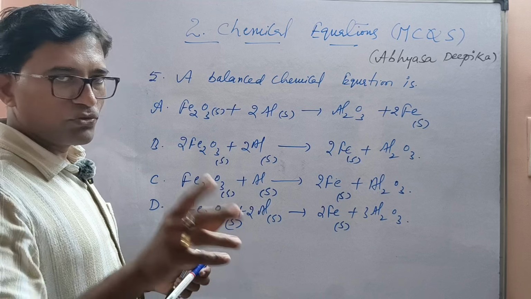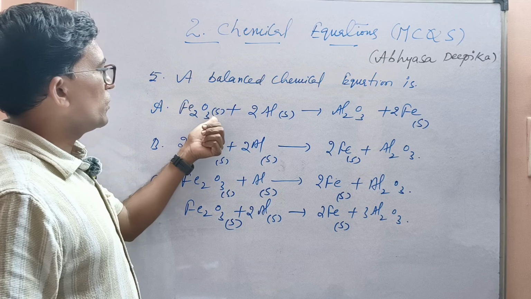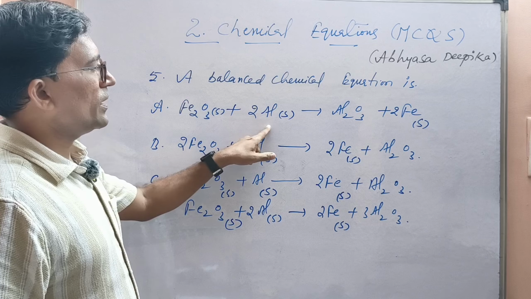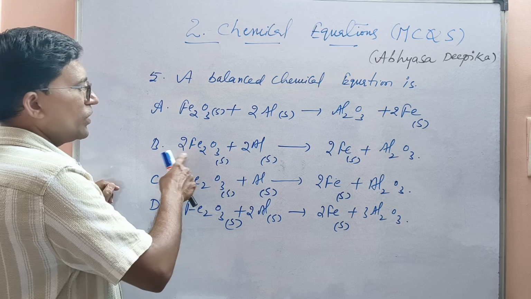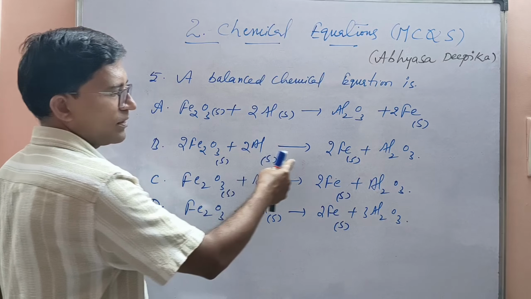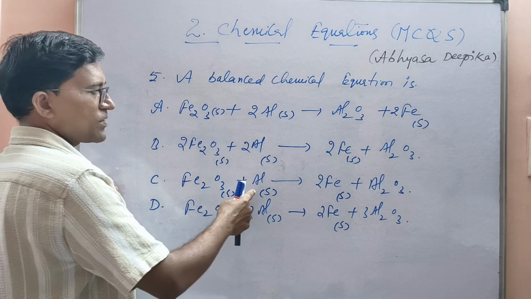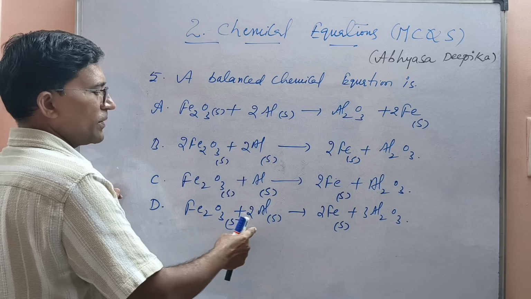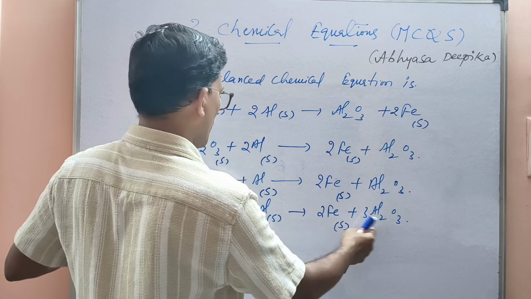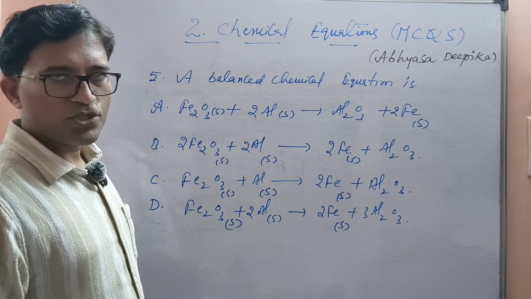Now the fifth question: a balanced chemical equation is Fe2O3 plus 2Al gives rise to Al2O3 plus 2Fe; 2Fe2O3 plus 2Al gives rise to 2Fe plus Al2O3; Fe2O3 plus Al gives 2Fe plus Al2O3; and Fe2O3 plus 2Al gives rise to 2Fe plus 3Al2O3. We need to check which of the following is the right option.